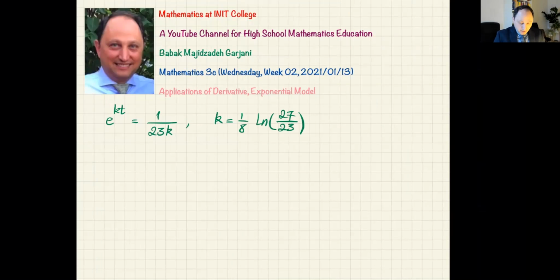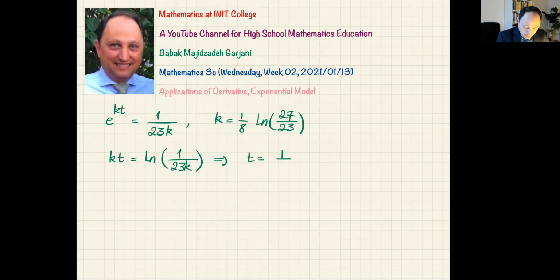Yes. Now I want to find t this time, but the trick is the same. Yes. What should I do? I take ln, so this becomes kt is equal to ln of 1 over 23k, and then what is t? t is 1 over k ln of 23k. So that is the value for t.